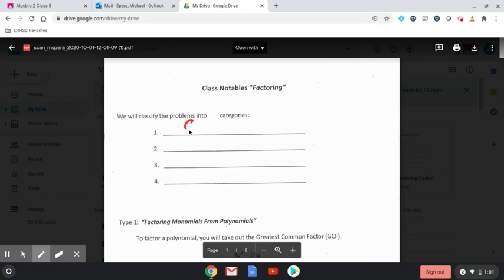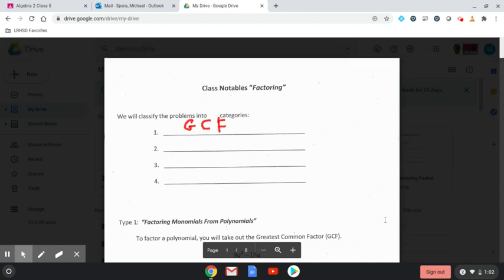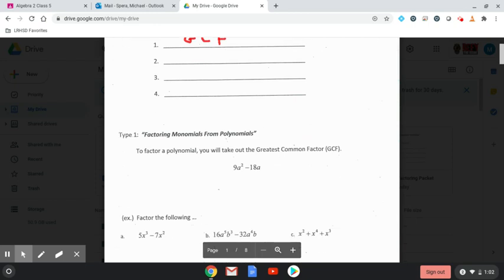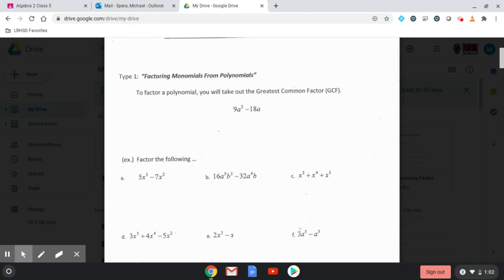So the first type of problem that we're going to look to factor is when something has what's called a GCF. In other words, a greatest common factor. All right, so we will be classifying problems into a certain category. The first category is greatest common factor. What that means is we're going to assess the problem that we're given. And let's look at a couple examples here.